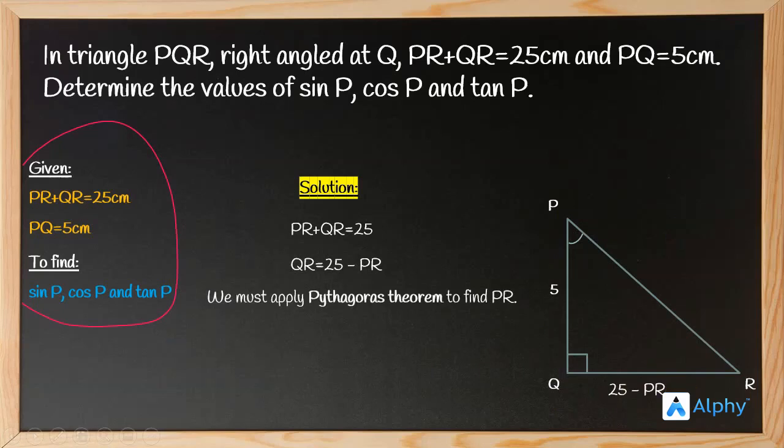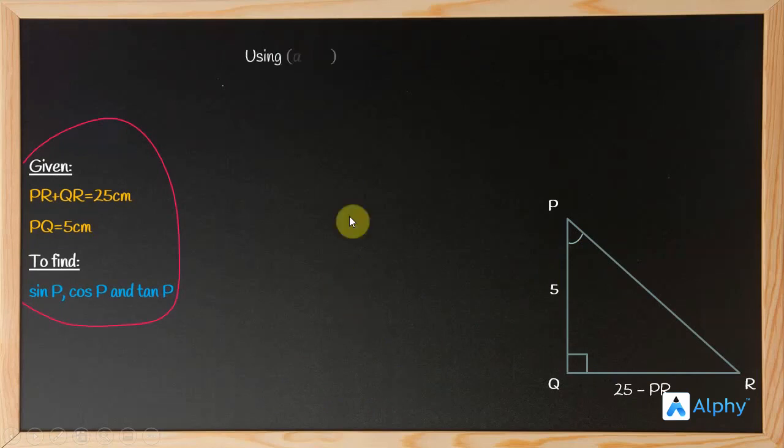Okay guys? So what do we get? We'll get hypotenuse square, which is nothing but PR squared equals PQ square plus QR square. Right guys? Now we know the value of PQ given as 5 centimeters and we just found out that QR equals 25 minus PR. Right guys? So let's substitute these two values in our equation and we'll get PR square equals 5 square plus 25 minus PR the whole square. Now let's simplify this equation and let's also expand this using our A minus B whole square identity, which is nothing but A square minus 2AB plus B square.